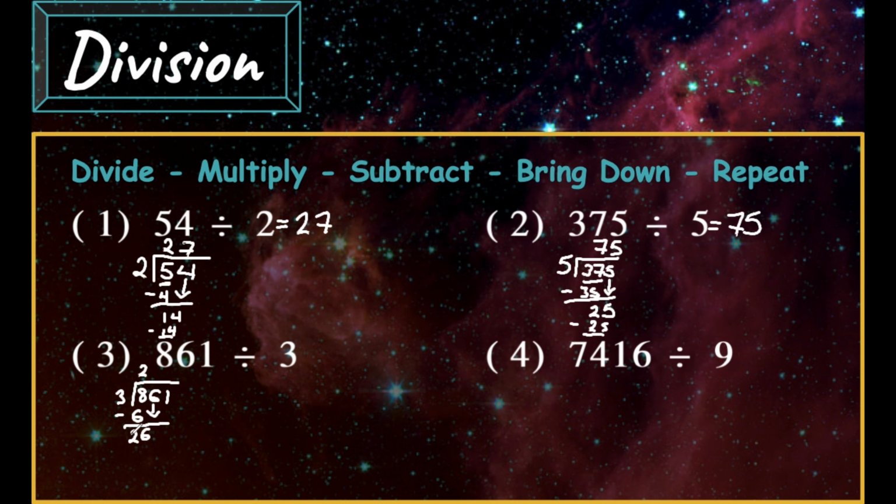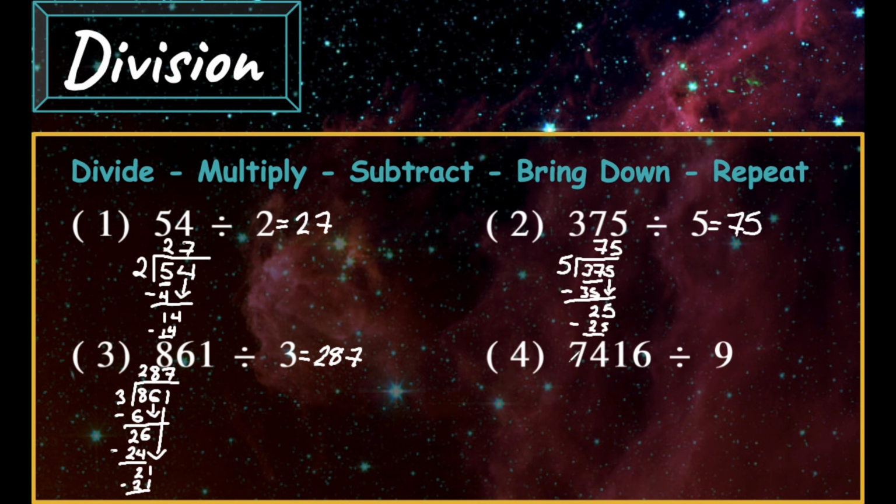How many times does 3 go into 26? 26 is really close to 24. And 3 goes into 24 8 times. 3 times 8 is 24. When we subtract them, 26 minus 24 is going to be 2. And then we're going to bring down the next number. Finally, how many times does 3 go into 21? 3 goes into 21 7 times. 3 times 7 is 21. And when we subtract them, we're going to get 0. So 287 is going to be our final answer here.